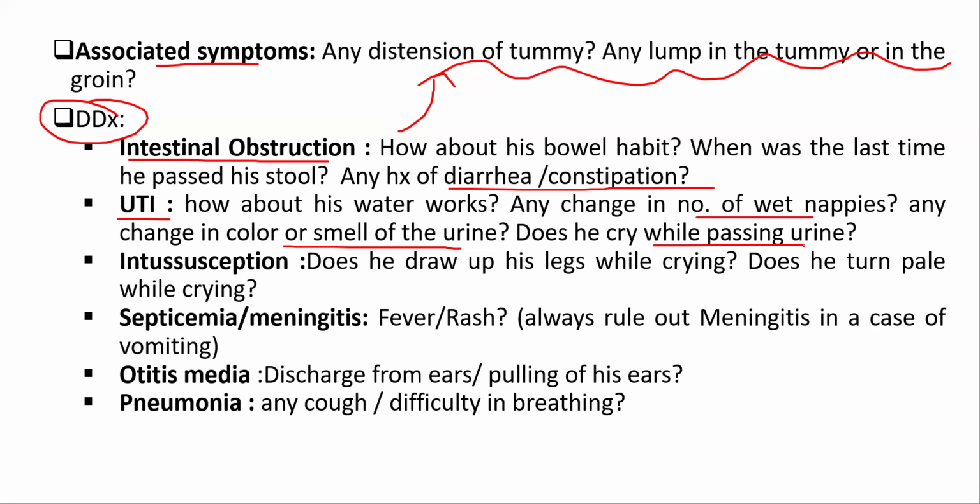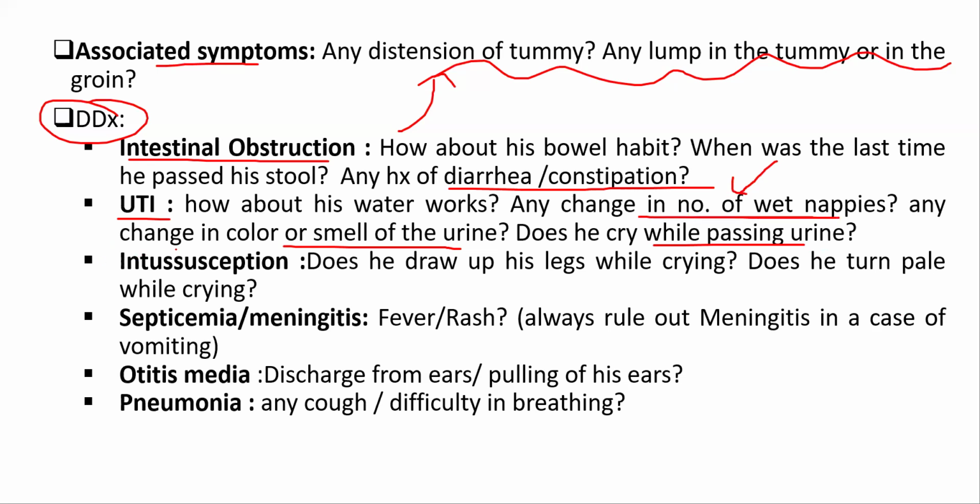So it totally differs based on the age of the child, what type of question you are asking. So how about his water works? Any change in number of wet nappies? Children who get dehydrated, their urinary output will be less, and then the parents can say that the number of wet nappies has reduced. So this is a sign of dehydration.